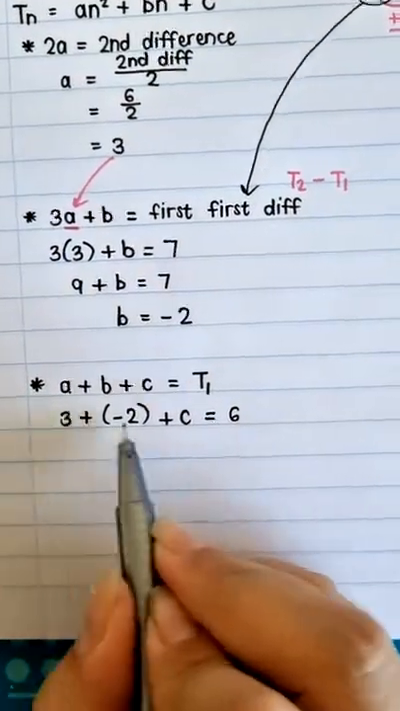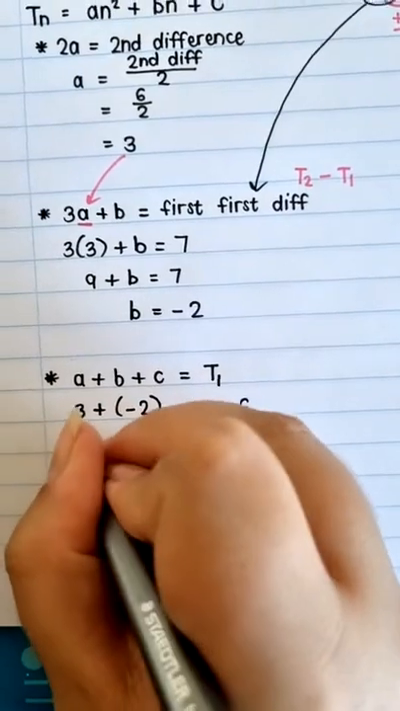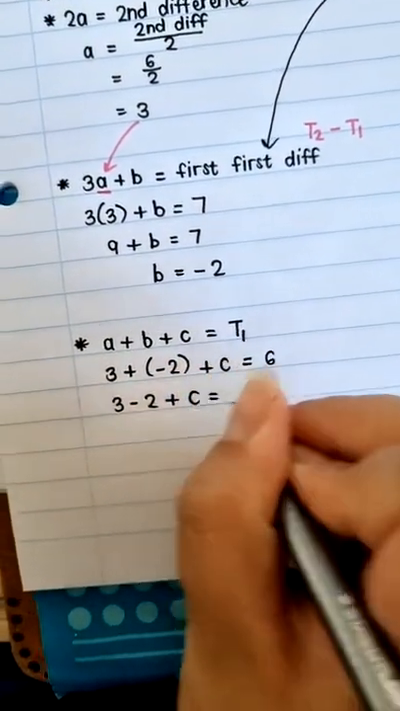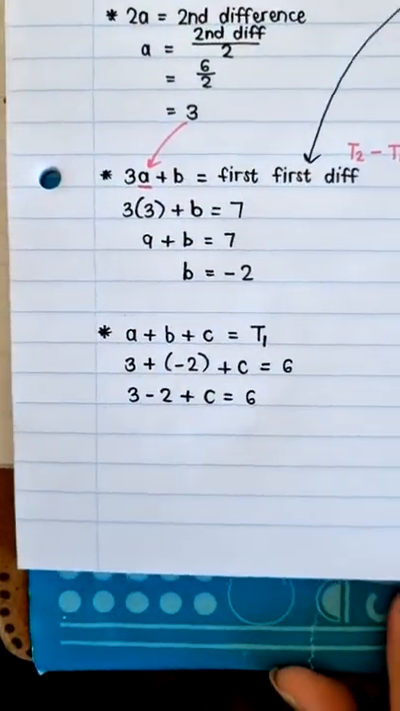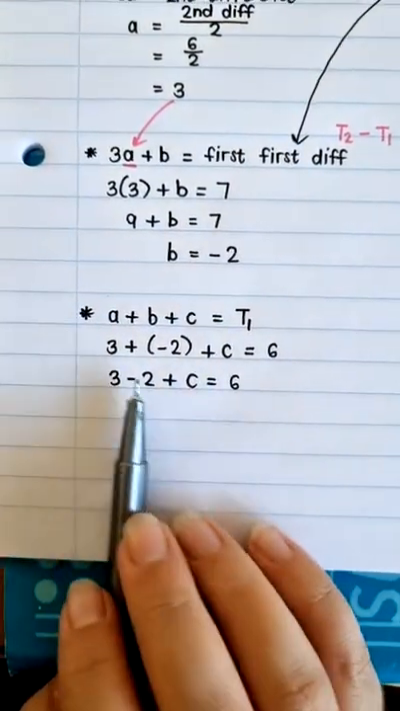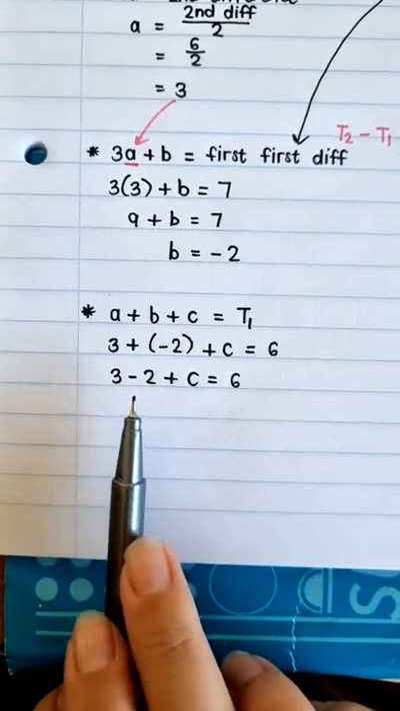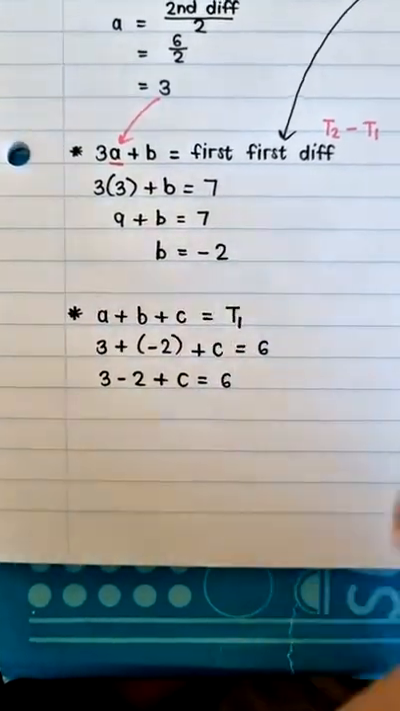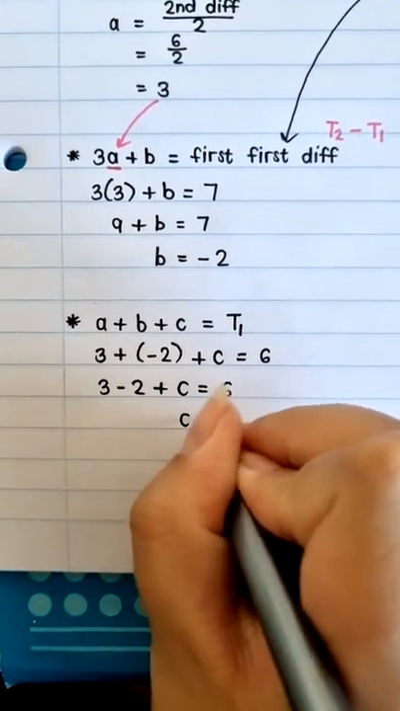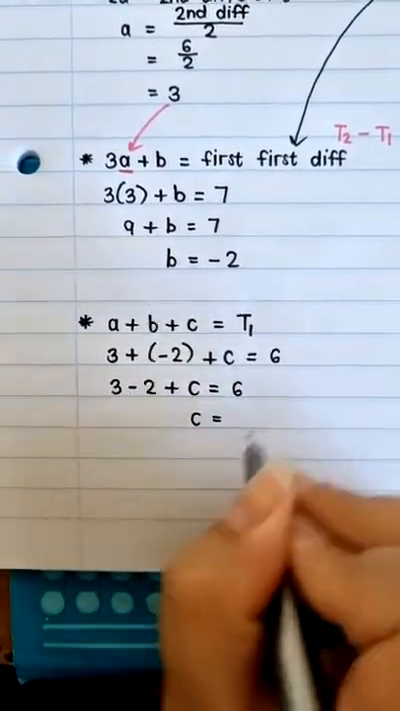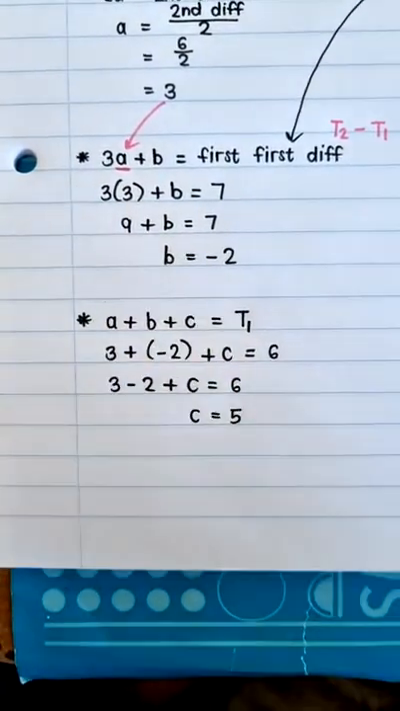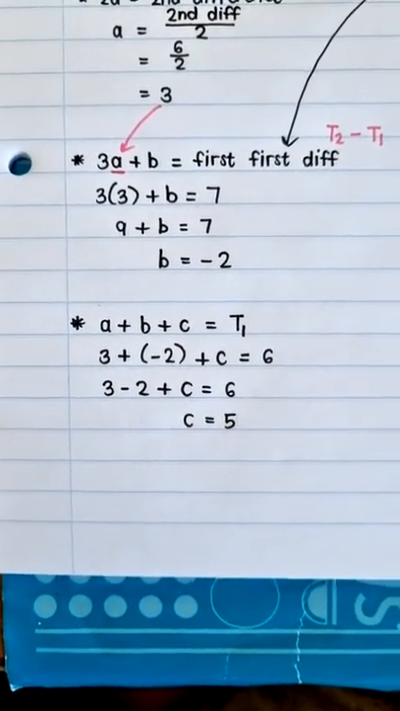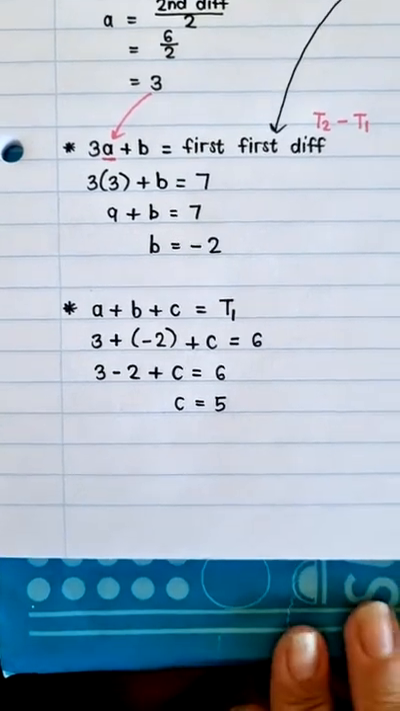Okay. 3 plus negative 2 is the same as 3 minus 2, right? You don't have to write that down as a separate step. You can just work that out straight away. And 3 minus 2, we all know, I'm sure, is 1. So I actually have 1 plus c over here is equal to 6. So c is going to be 6 minus 1, which is 5. So our c value is 5.